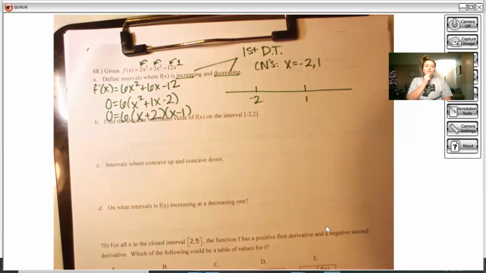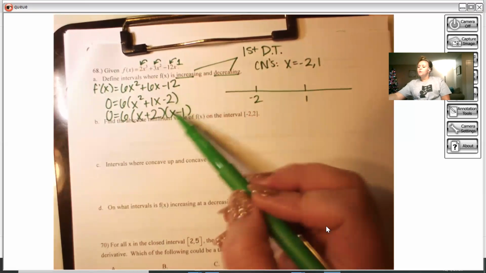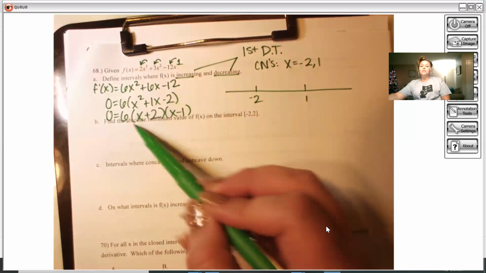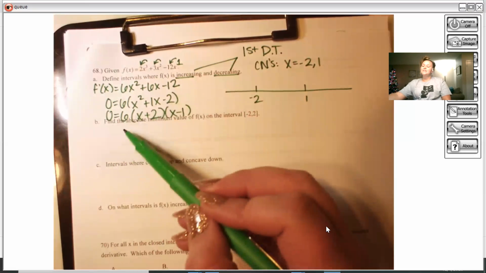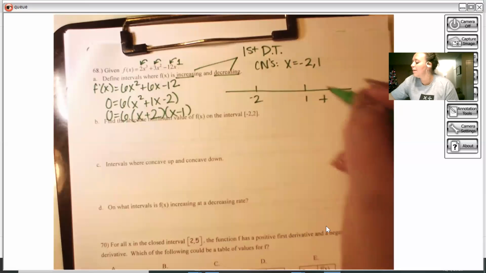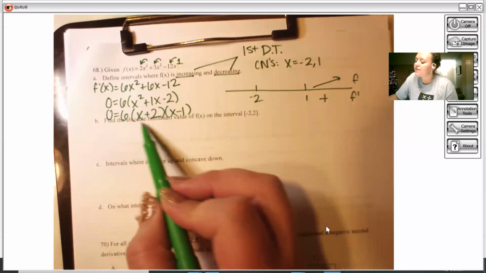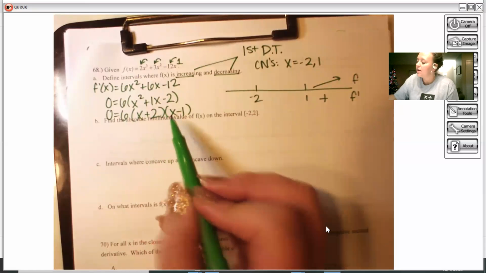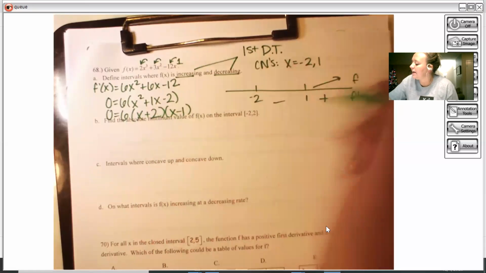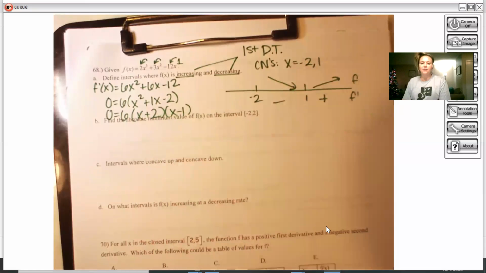Okay? Then from there, let's pick a number bigger than 1. Say we pick 2. So 2 minus 1 is positive, 2 plus 2 is positive, times 6 is still positive. That means f would have been increasing because f prime came out positive. Between -2 and 1, let's say we pick 0. 0 plus 2 is positive, 0 minus 1 is negative. Multiply positive and negative, get a negative, which means f would have been decreasing.